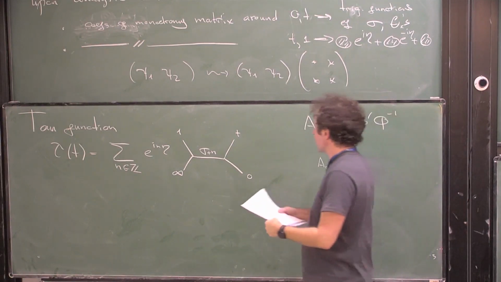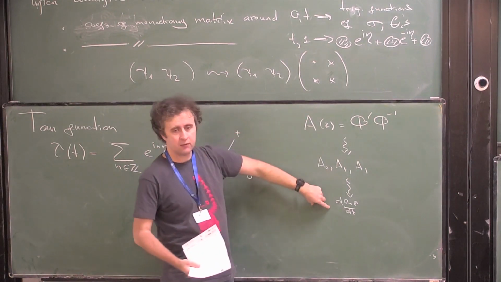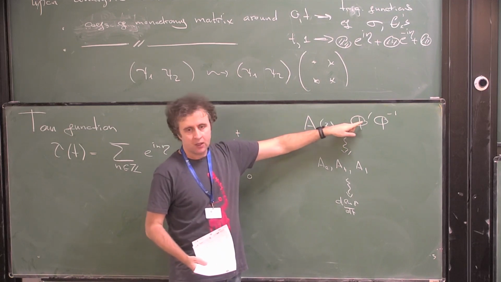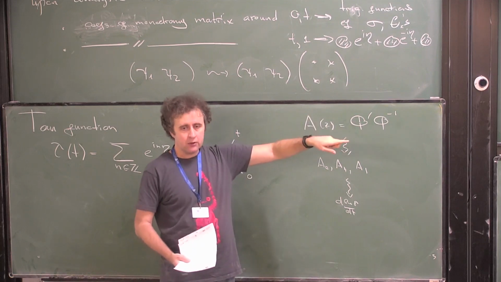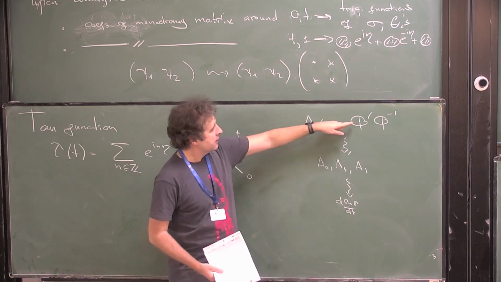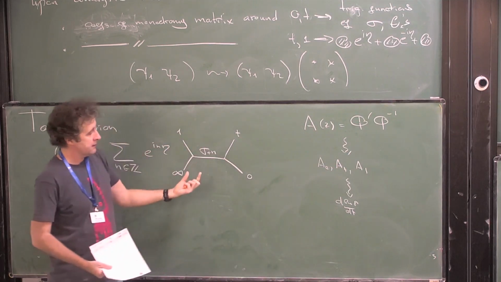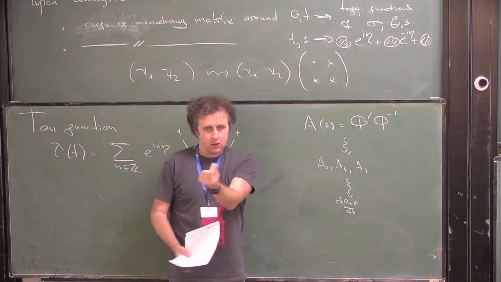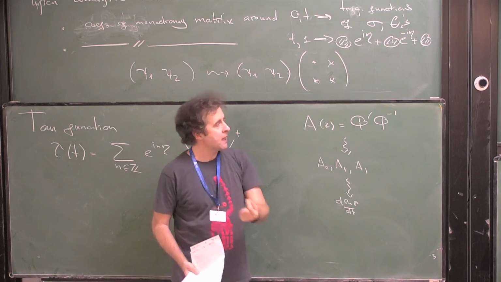And so another way to extract the tau function from phi, which is different from this one, is to expand phi around this normalization point. And what happens is that the tau function, more precisely the logarithm of the tau function, appears in one of the first coefficients of this expansion.